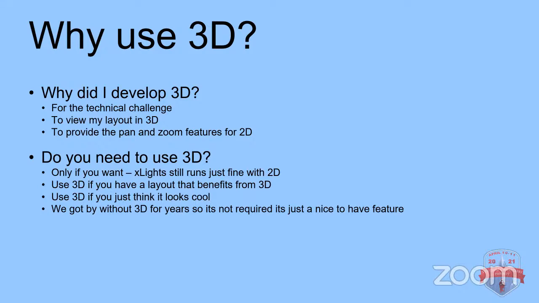The other thing it provided was that it allowed me to add pan and zoom features in 2D. Back before 2018, your two-dimensional screen was just frozen. You couldn't zoom in, you couldn't drag it around, and adding the 3D positioning allowed me to add the 2D pan and zoom features.